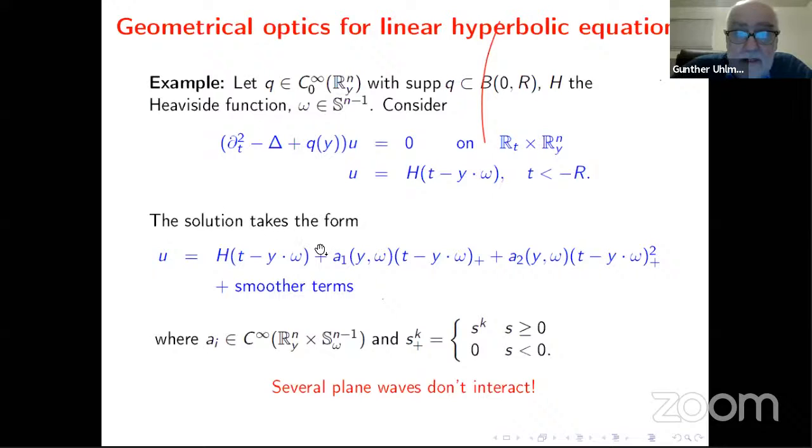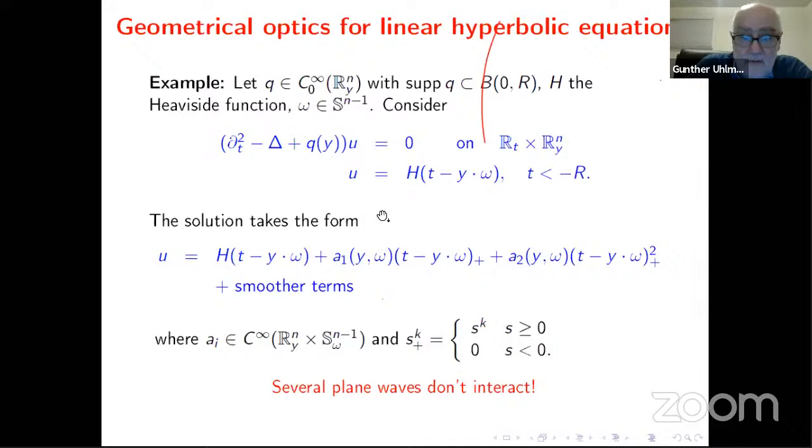Suppose you take the standard wave equation, the standard Laplacian plus a potential that does not depend on time, sufficiently smooth, it doesn't matter, with support in some ball, and H is the Heaviside function. You take a plane wave coming from the past with direction omega. So this is the Heaviside function of t minus y dot omega: it is one for t bigger or equal than y dot omega, and zero otherwise.